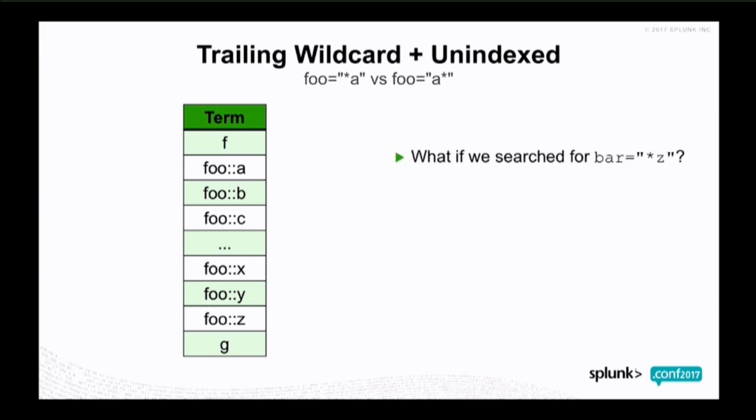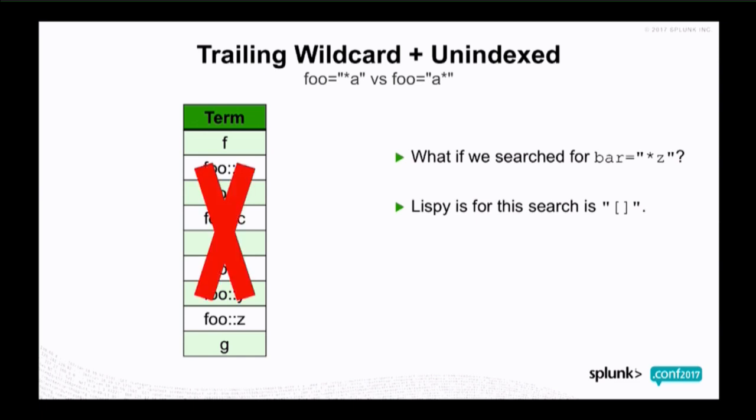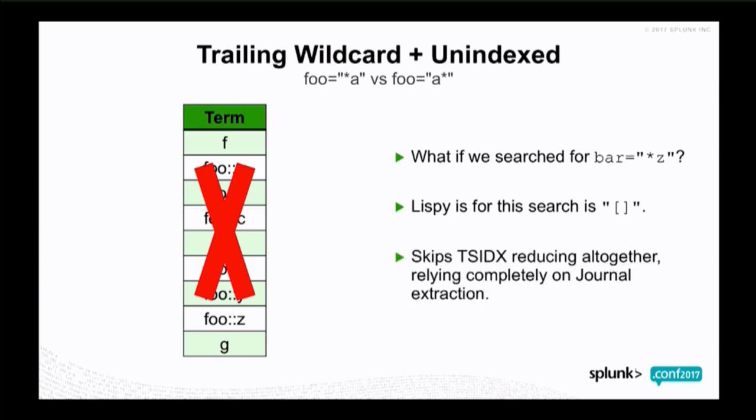Now a trailing wildcard on an unindexed field. Any Lispy guesses for bar star Z? It will search the whole index. Very good. So the Lispy for this query is actually just an empty string, or brackets rather, which means we're not even going to touch the index. We're just going to say, hey, I need everything, and all the processing is going to be handled within the journal. So even if you needed one result, you're going to decompress every event in that bucket and then return what matches to you. So in general, always try to do a trailing wildcard.